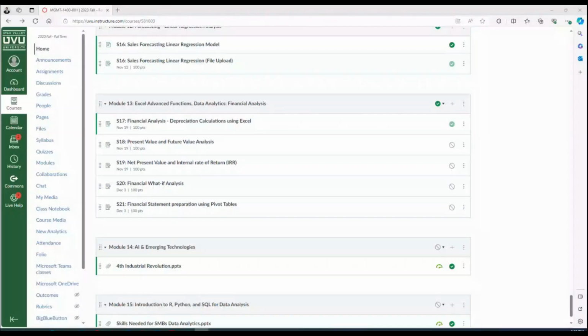Dear students, in this section, we are going to learn about assignment S18, which is present value and future value analysis using Microsoft Excel. The first question is, do you need to understand all the details about the present value, future value calculation and its relation with the future assignments which are coming? That is net present value, internal rate of return, and finally, the last two most important, which is financial what if analysis and financial statement preparation.